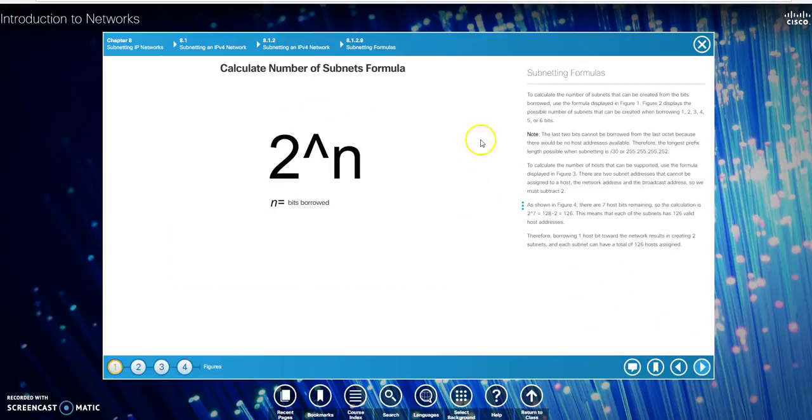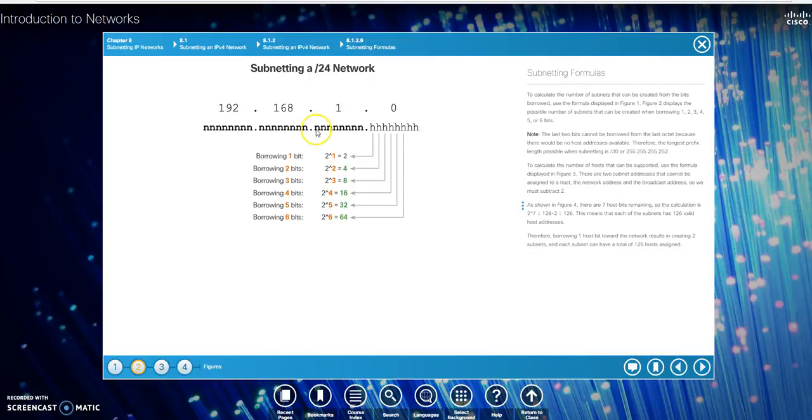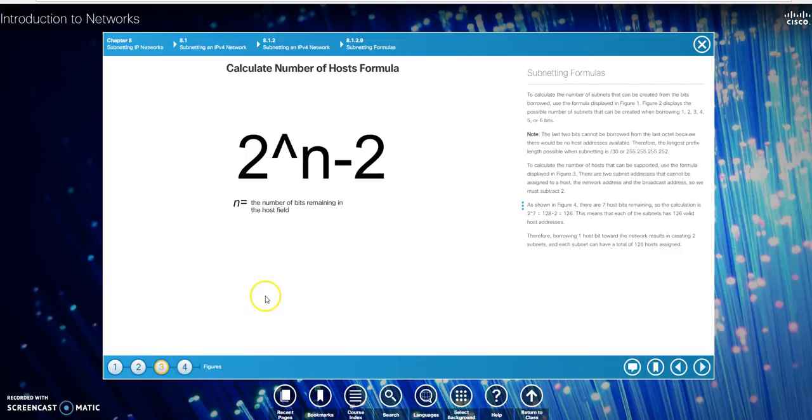Yay! Now there's math involved in this. Yep, there's got to be math. So 2 to the n, where n is the number of bits borrowed. You know how many networks you can get by taking 2 to the power of how many bits you borrowed. So it's 2, 4, 8, 16, 32, 64. There you go, and you can see how the progression works. You see the pattern.